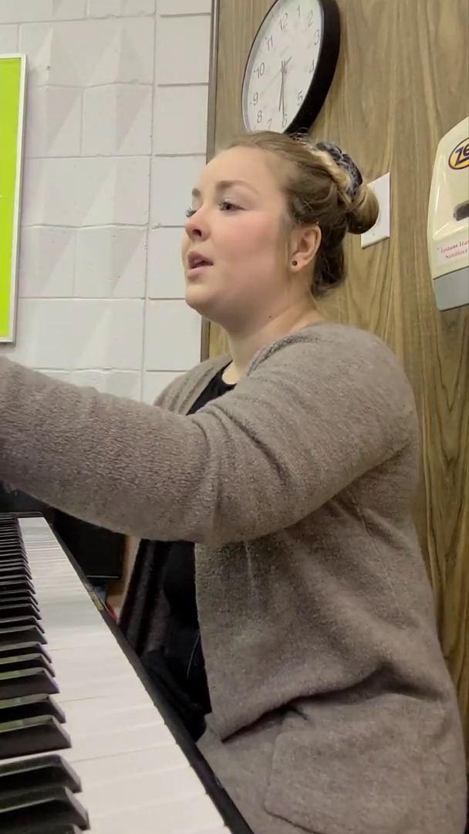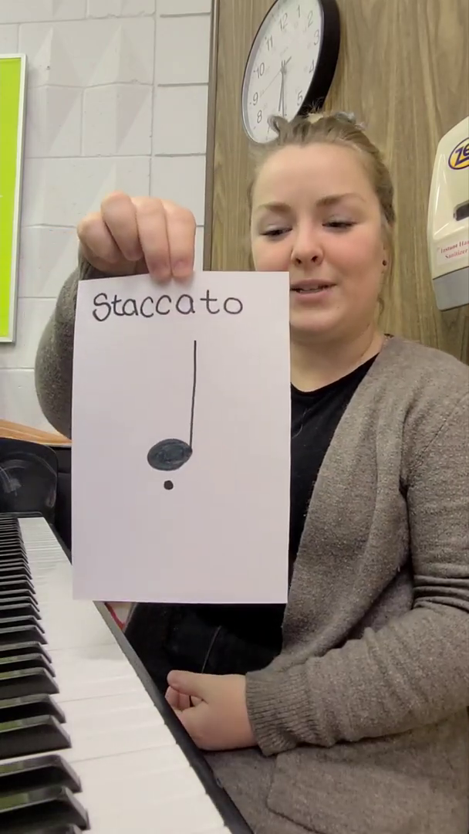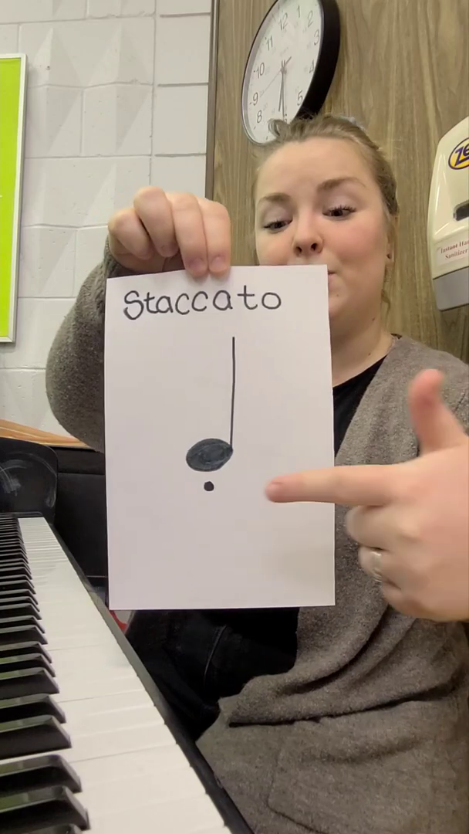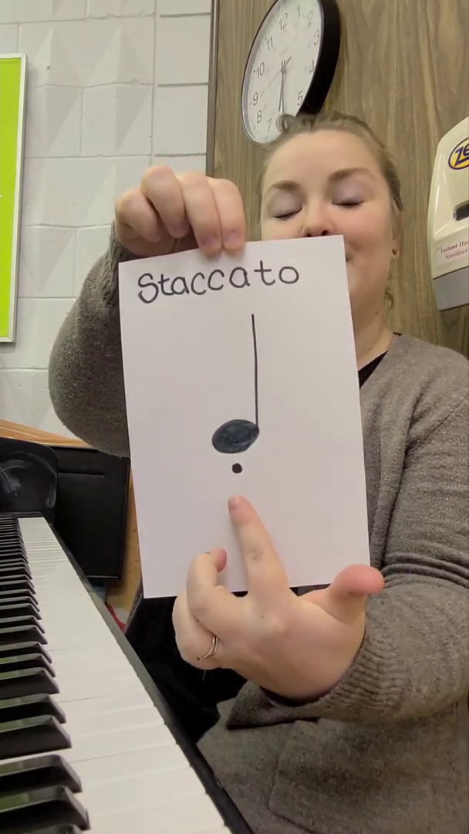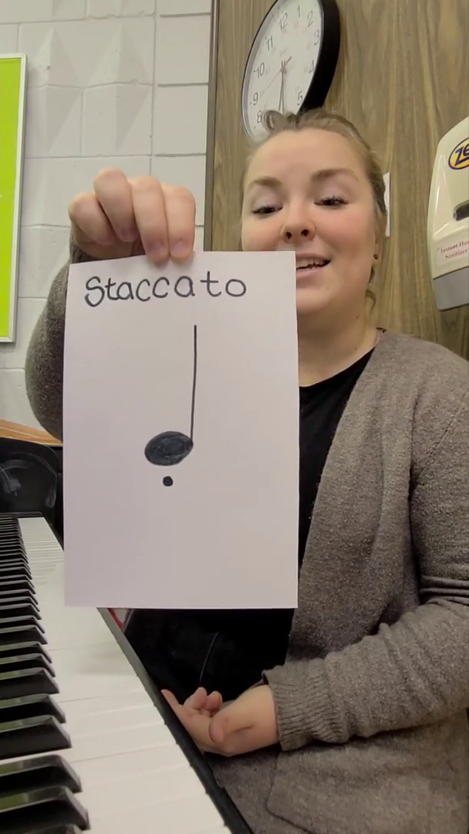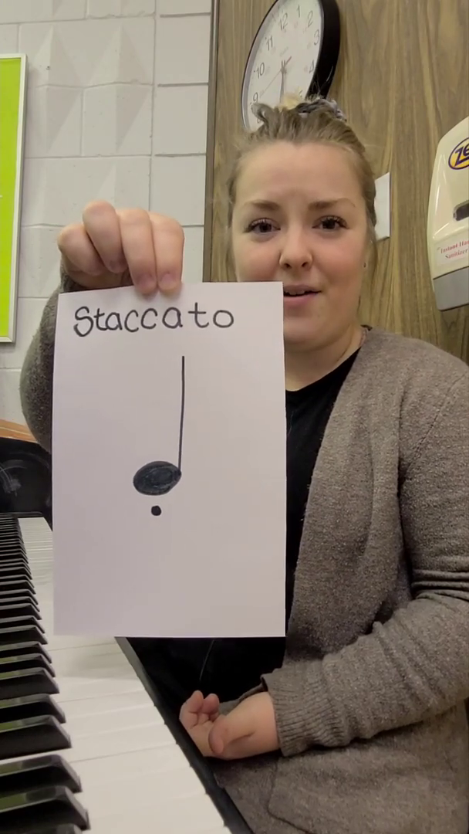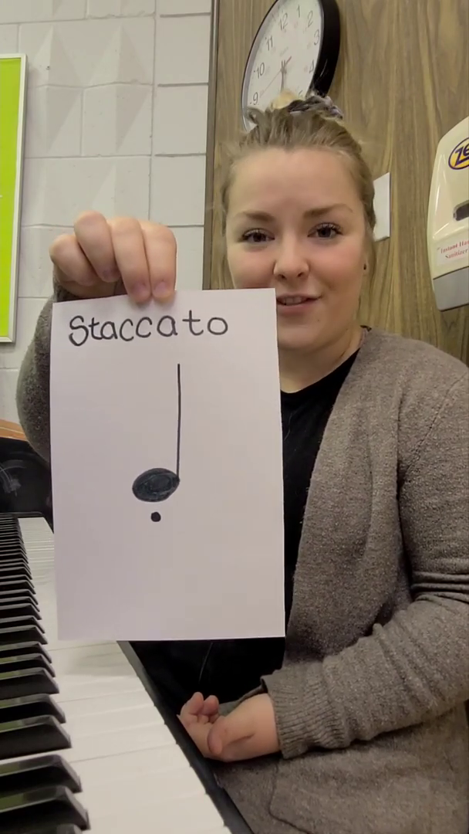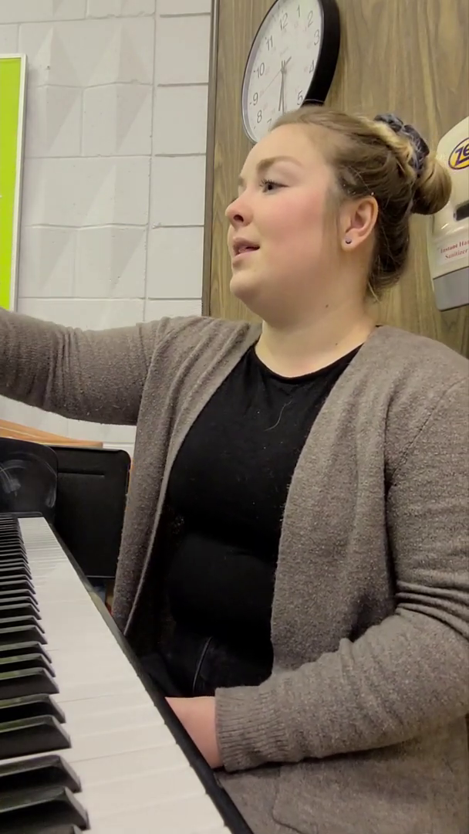The first one is called staccato. And in music, this is what you will see when you see staccato. Do you guys see how there's a note and then there's a little dot below it? So that is a staccato marking. Can you guys say staccato? Very good. Excellent.